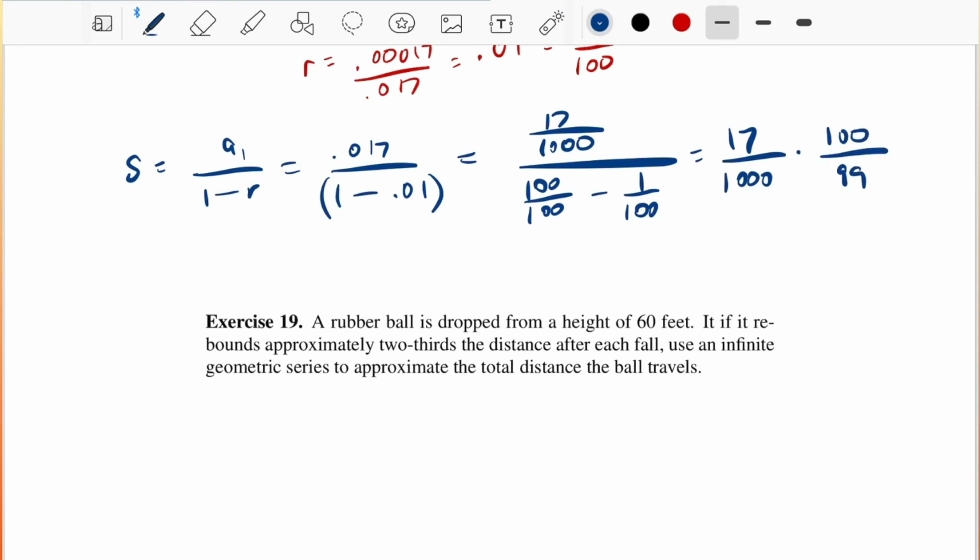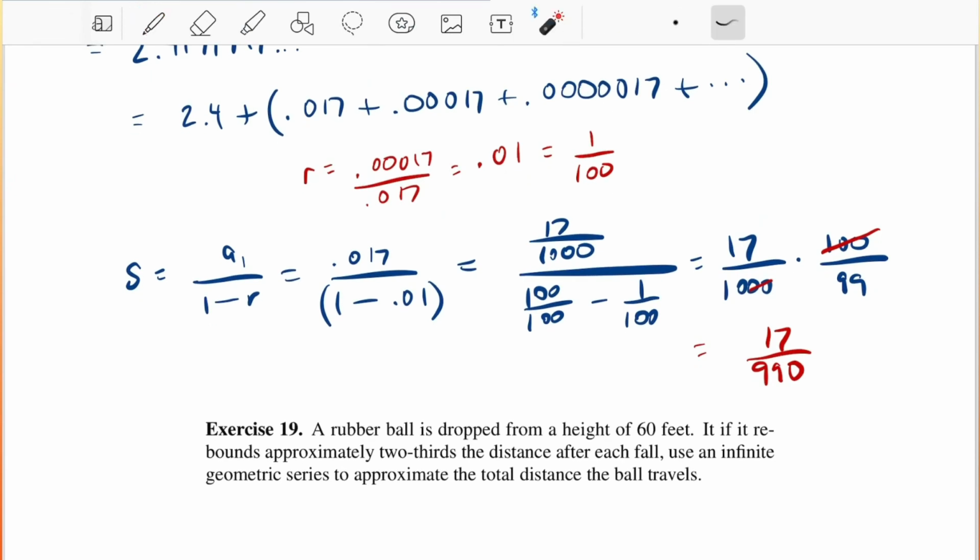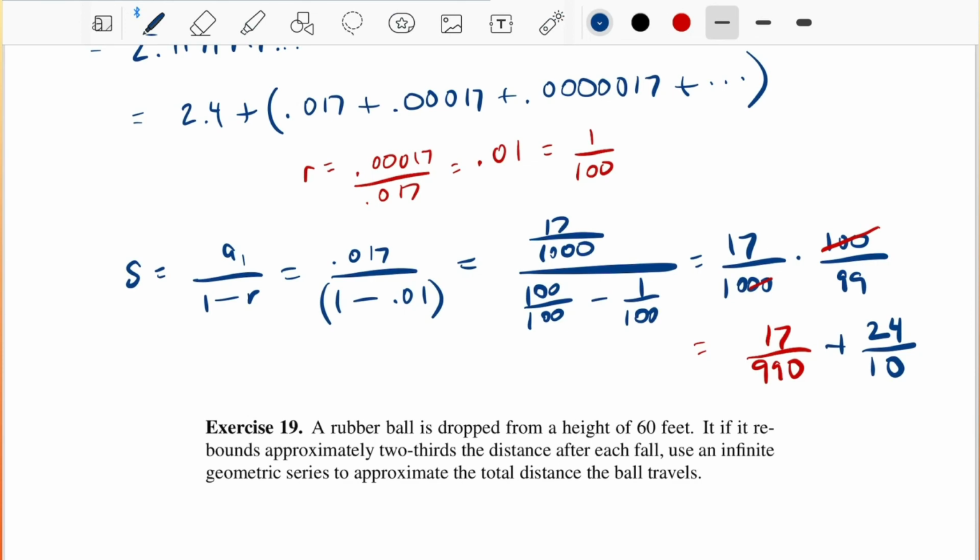Okay, so that's just the repeating part, but we still have the 2.4 that we need to add to this. So let's add the 2.4. Well, 2.4 is really 24 over 10. All right, the common denominator is 990, so I'll have to multiply by 99, top and bottom. So that should do it. 17 plus 24 times 99 is equal to 2393 over 990.